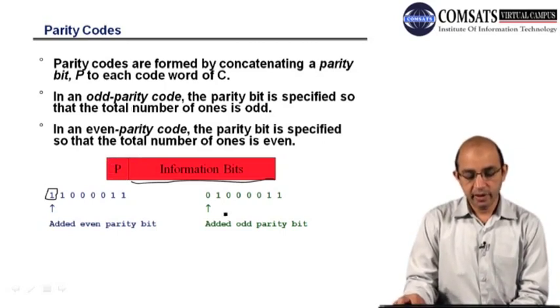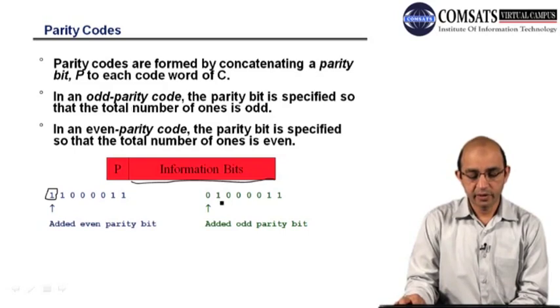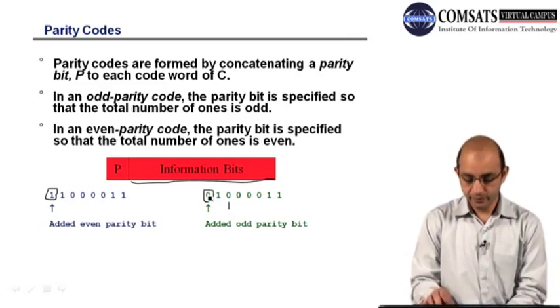Similarly, when you are using odd parity, you will count the number of ones. If the number of ones is odd, we will place a 0 over here, and if, for example, we have an even number of ones, we have to place a 1 over here. So this is the way you use those parity codes.